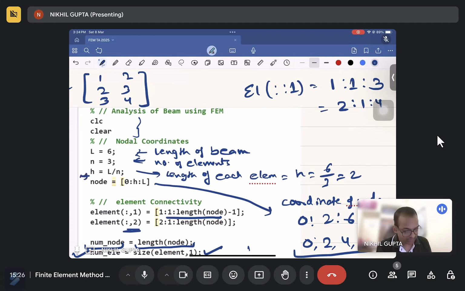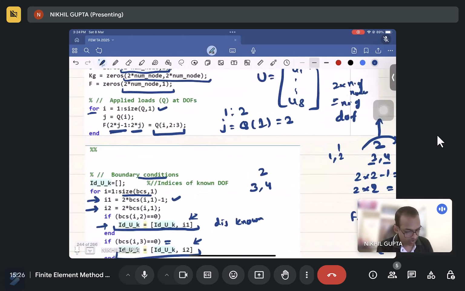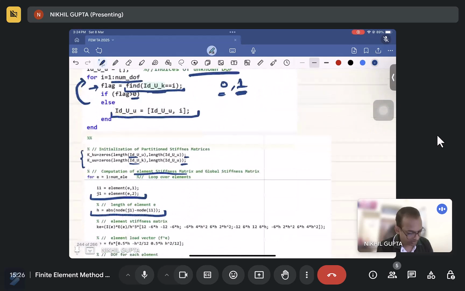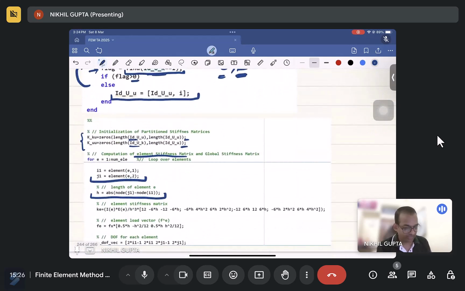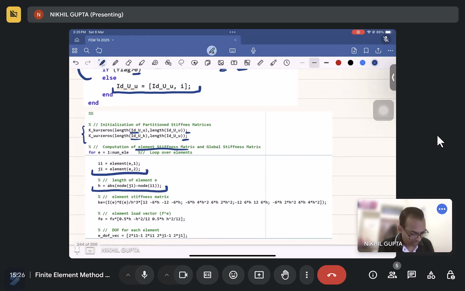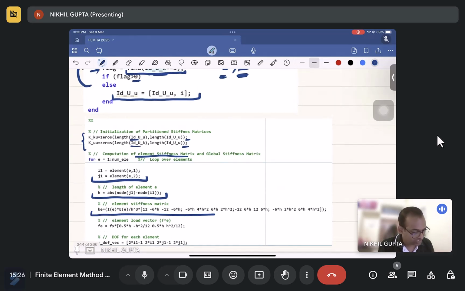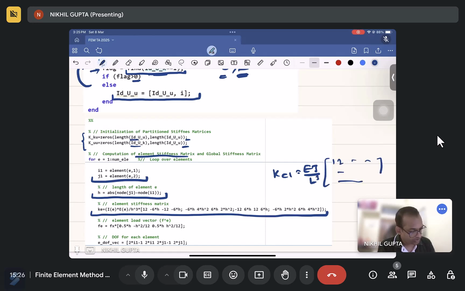But this is only valid if each of the elements has the same length. Otherwise, if the elements have different lengths, you will have to use this formula where the absolute value of the coordinates gets subtracted, and you will get the correct length of each element. Now this is the k element, which you already know, EI by L cube and 12 and all. So directly it will calculate the k matrix of one element.